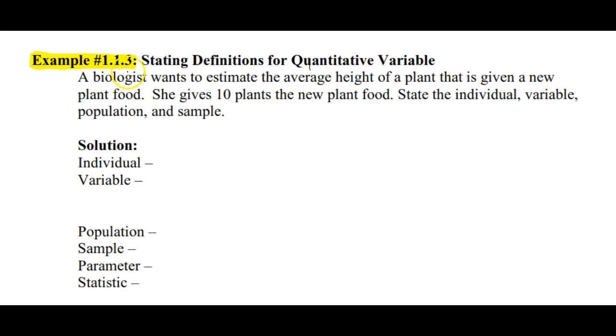Example 1.1.3, stating definitions for a quantitative variable. So a biologist wants to estimate the average height of a plant that is given a new plant food. She gives 10 plants the new plant food. State the individual, variable, population, sample, parameter, and statistic.